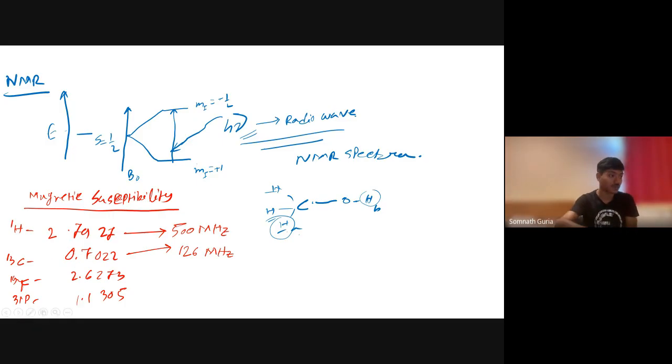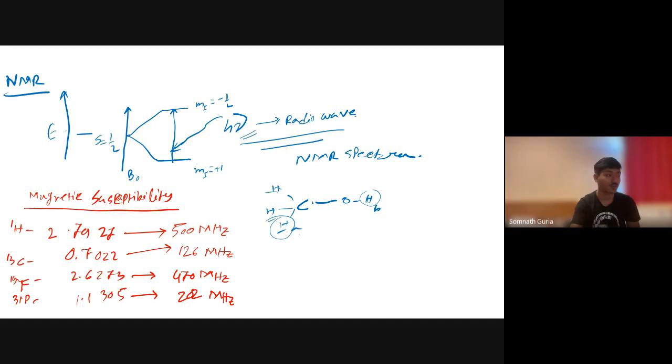Okay, and this fluoride also can feel 470 megahertz, and this phosphorus will feel 202 megahertz. As their magnetic susceptibility is different, they are differently sensitive in that particular instrument.